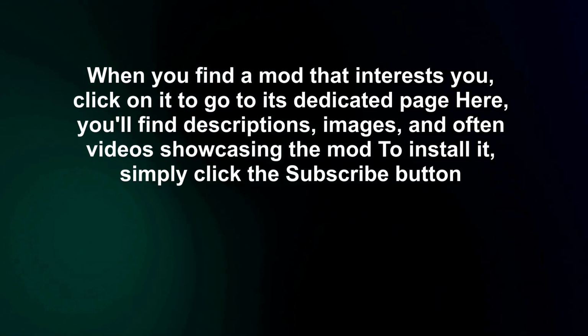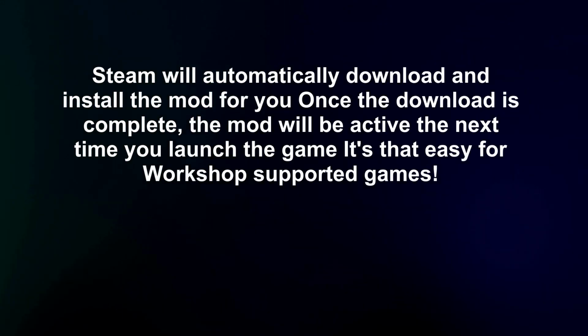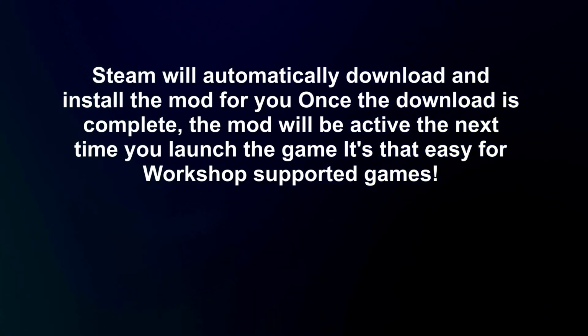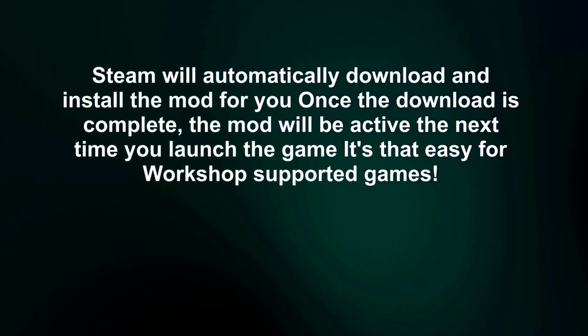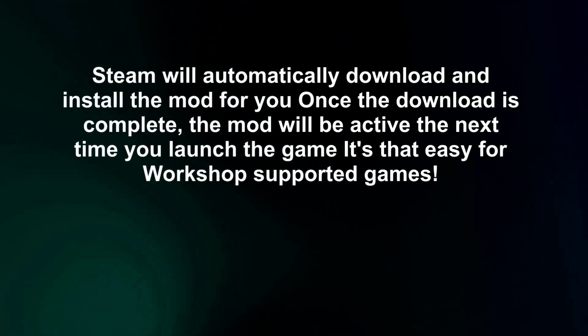To install it, simply click the subscribe button. Steam will automatically download and install the mod for you. Once the download is complete, the mod will be active the next time you launch the game. It's that easy for Workshop-supported games.